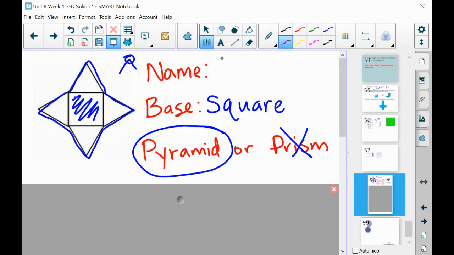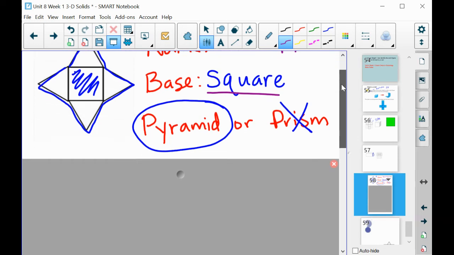So when we go to name this, this is a square pyramid. Okay, let's go ahead and do another one.